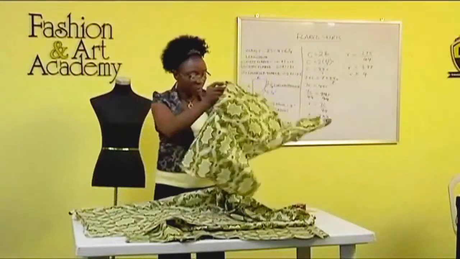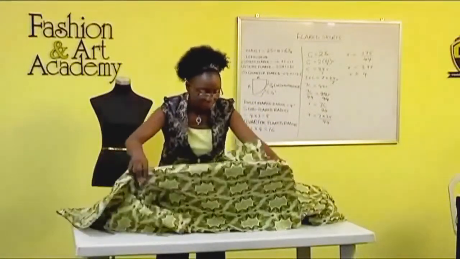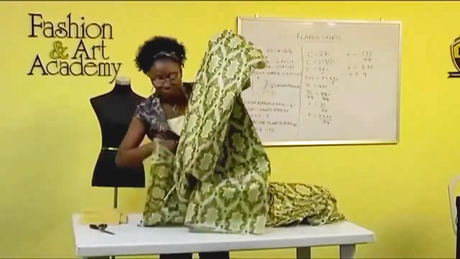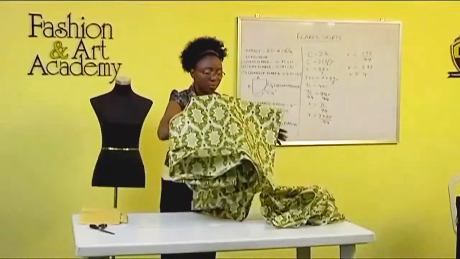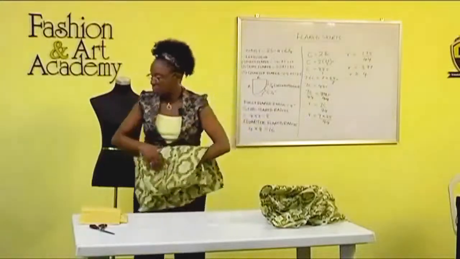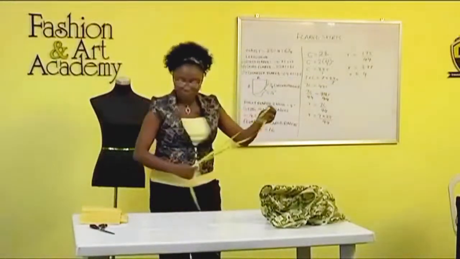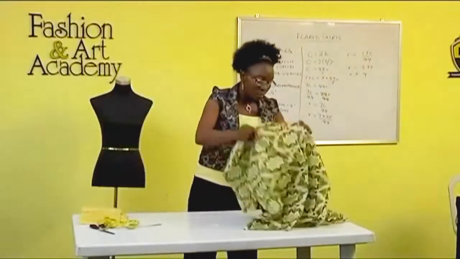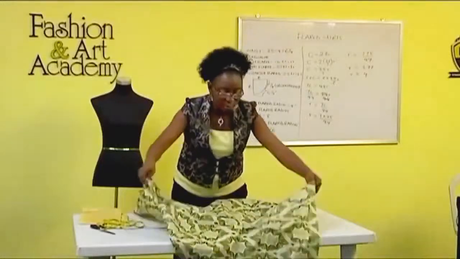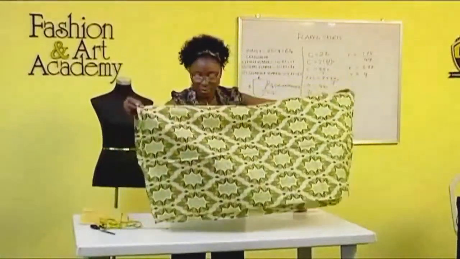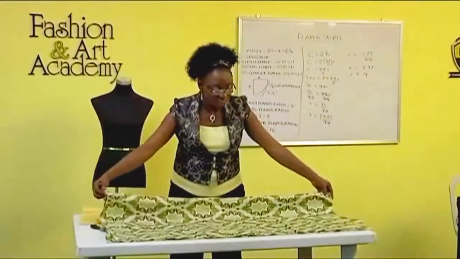Okay, so this is the material we're going to use. I'll just fold the others and put it aside so that we can cut out. So this is the fabric we're using to cut it out. All I need to do is fold it lengthwise and widthwise. Make sure it's equal on both sides.